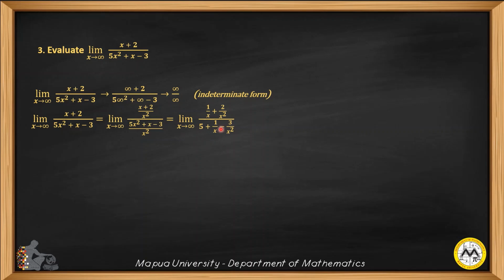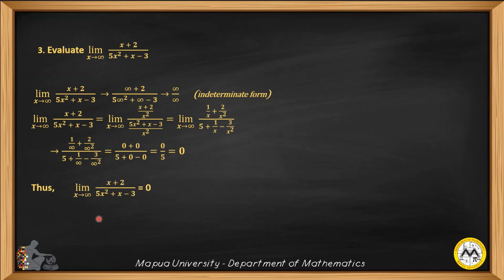Now, when x approaches positive infinity, 1 over x, a value would be decreasing approaching 0. For that matter, all the terms here where we see x in the denominator will have limit of 0 as x approaches positive infinity. Hence, evaluating the limit of the expression as x approaches positive infinity would lead us to having 0 divided by 5 or 0. This result now would lead us to the conclusion that the limit of x plus 2 divided by 5x squared plus x minus 3 as x approaches positive infinity is 0.